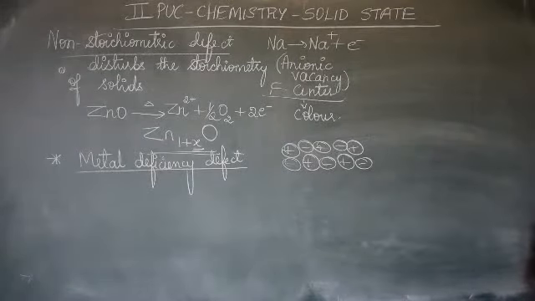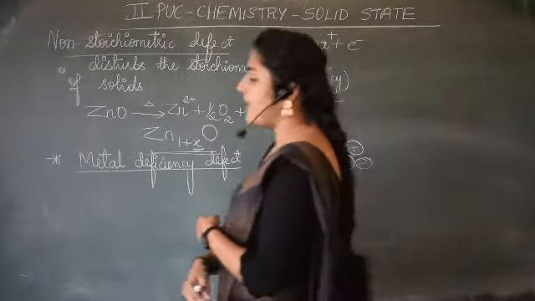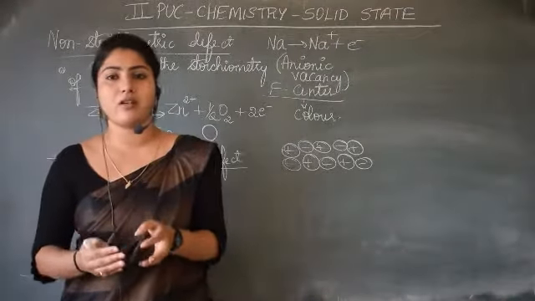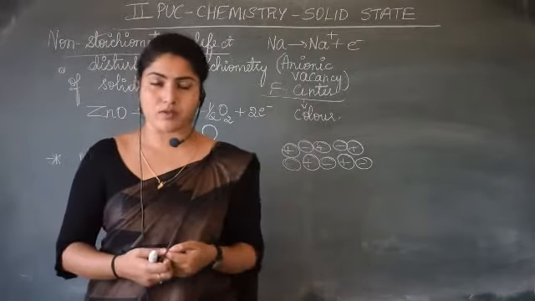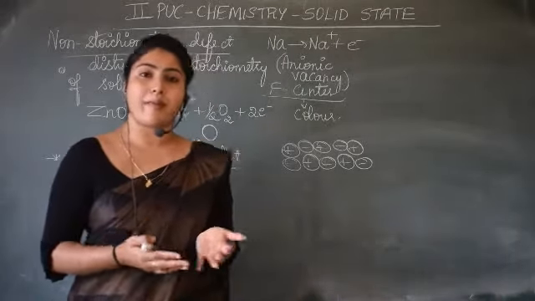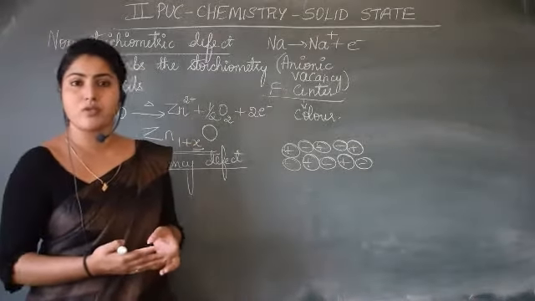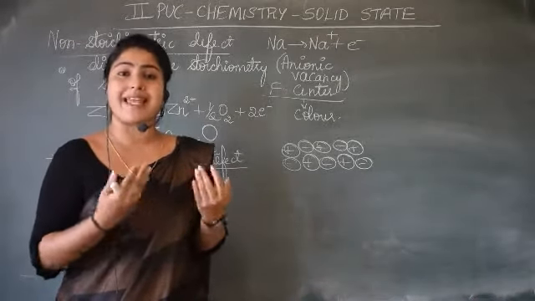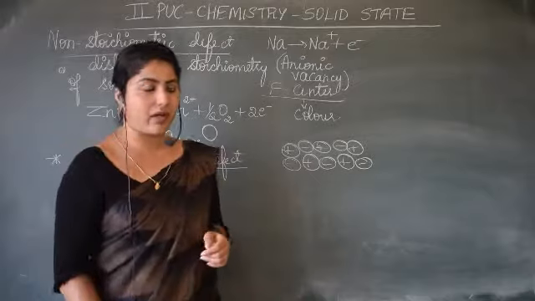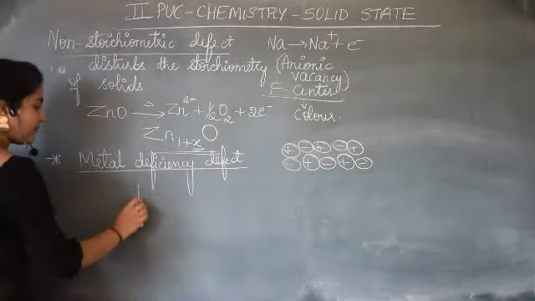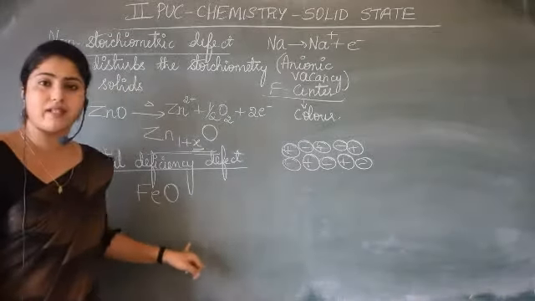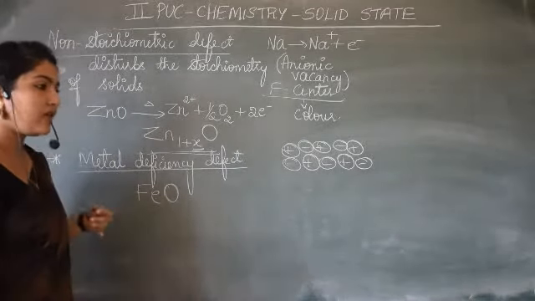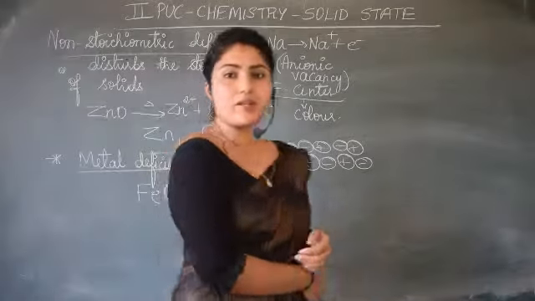Now in metal deficiency defect, there are some metals for which it is difficult to prepare the compound in the expected stoichiometric proportion. So we may not be able to prepare a solid as expected as per the stoichiometric ratio. One example is FeO. What is FeO? Iron oxide. Now for this iron oxide, what is the expected stoichiometric ratio?